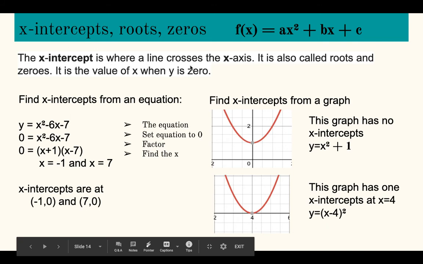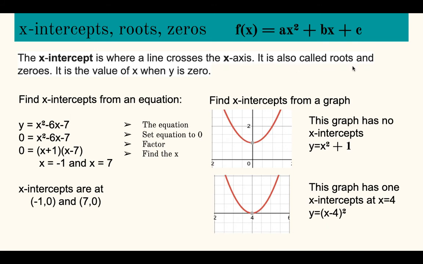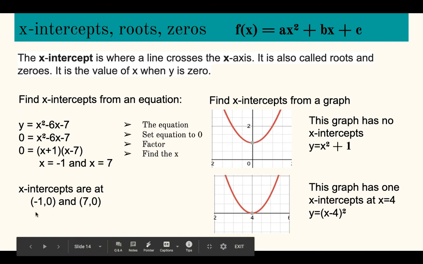The x-intercept is where the line crosses the x-axis. It is also called the roots and the zeros. It is the value of x when y is 0. So the past few weeks we've been talking about how to factor. So if we factored x squared minus 6x minus 7, the two numbers that multiply to -7 but add to -6 are 1 and -7. But if we solve this equation, we could get x is equal to -1 and x is equal to 7. So those are the x-intercepts, -1, 0, and 7, 0.